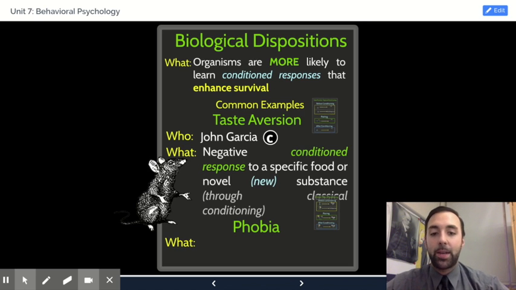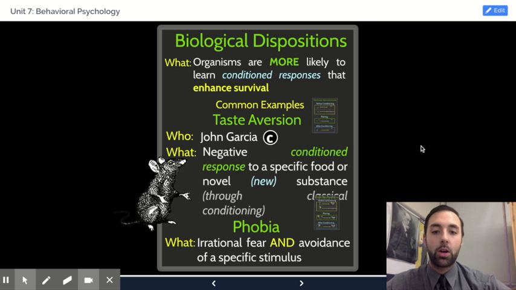So the taste aversion phenomenon is an example we went over in class, but there is a specific term that we use when classical conditioning occurs in the context of food. The other common example of a biological disposition, a behavior that in some capacity enhances survival, is a term that you likely have some prior knowledge regarding, which is the term phobia. By definition, a phobia is exhibiting an irrational fear and an irrational avoidance of a specific stimuli.